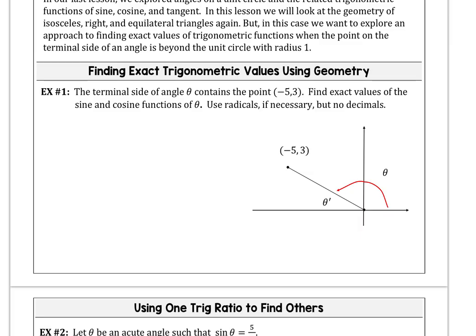The first thing I want to do is think about drawing a perpendicular back to the x-axis. A common mistake is students sometimes draw that perpendicular over to the y-axis. That won't work. It always has to go back to the x-axis. Then we're looking at the angle that we're calling theta prime. That's this angle right here.